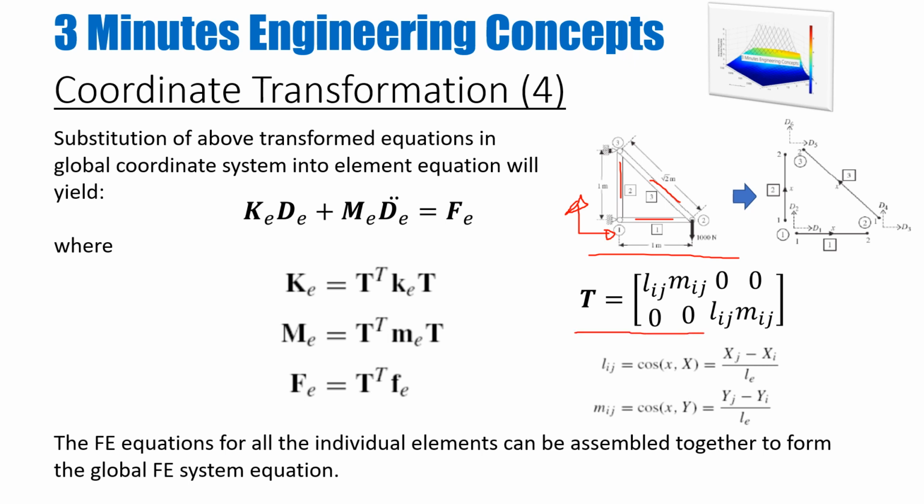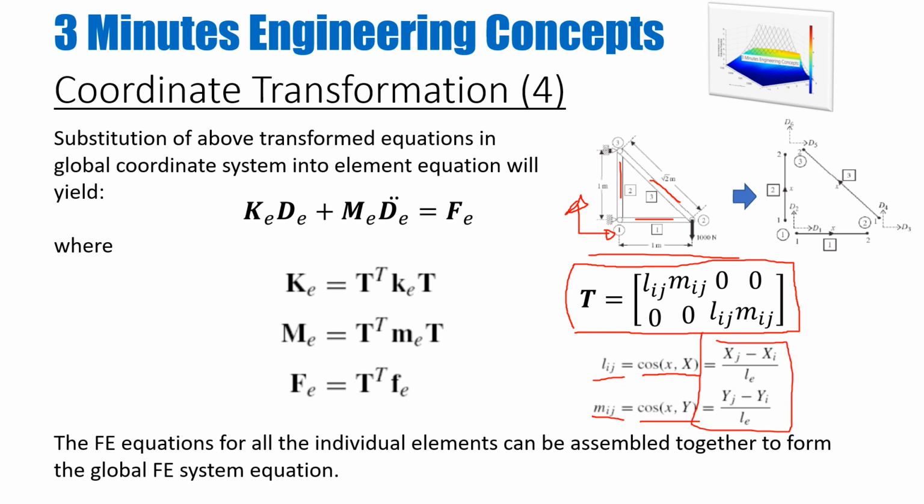I gave you a simple example where we said that the transformation matrix, which depends on the relationship between the local and global coordinate systems, is given by this matrix, where Lij and Mij, which depend on the direction cosines, are given by these relationships here.